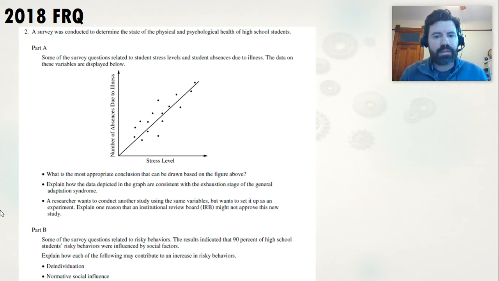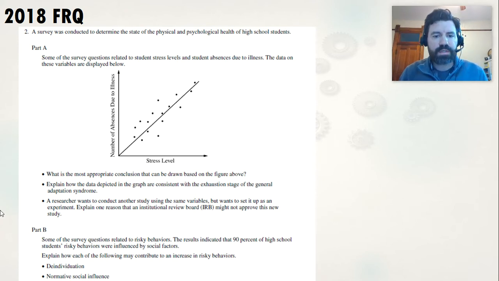Next part. Explain how the data depicted in the graph are consistent with the exhaustion stage of the general adaptation syndrome. Remember, with the general adaptation syndrome, what we sometimes call GAS, you have the alarm stage, the resistance stage, and that third stage is the exhaustion stage. And what we know from the exhaustion stage is as you are continually stressed over and over and over again, at some point your resources are depleted and your immune system is compromised, you're more likely to get sick. So you could write to the fact that as stress continues on and continues to grow, you're more likely to get sick. It's a good example of how you can use application type questions within a research FRQ. Okay. Next question here.